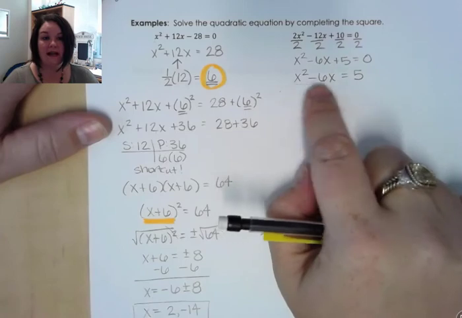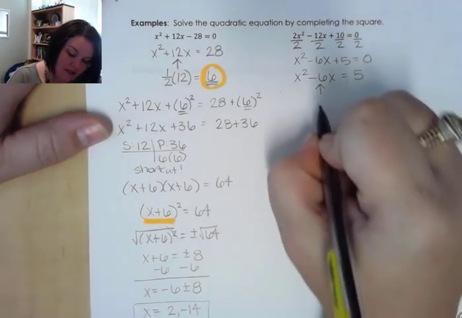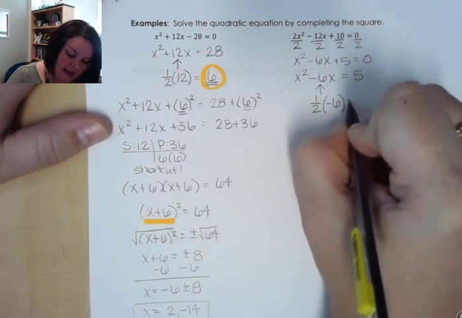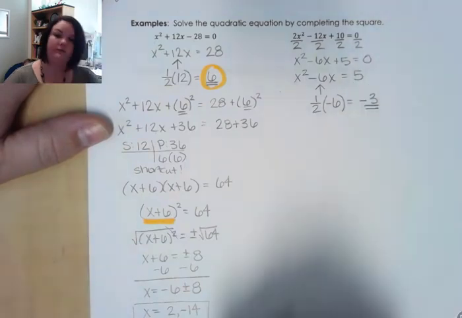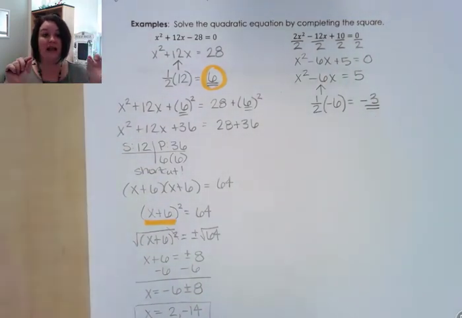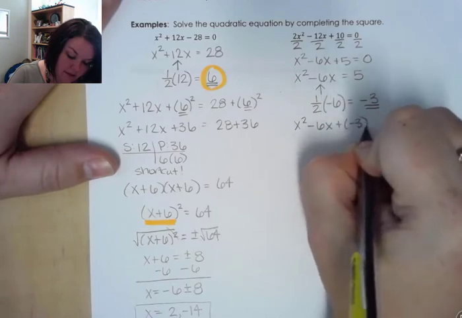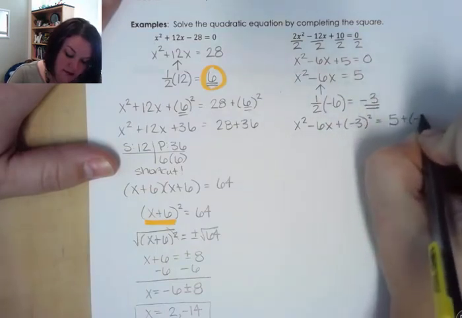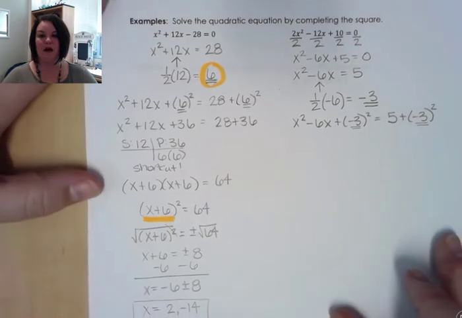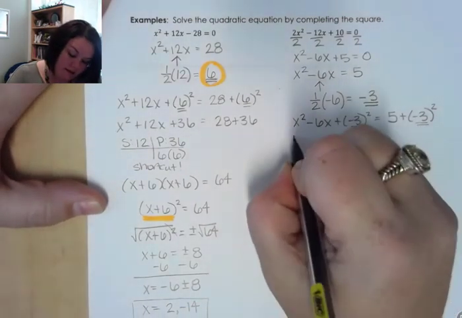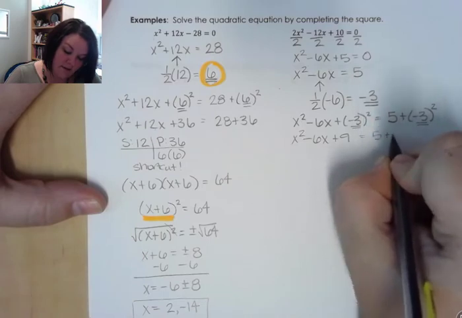Right? And now that I only have my x terms on this side, I can go ahead and start completing the square. So I'm going to look at my x term coefficient, which is -6, and I'm going to take half of it. So when I take half of -6, I'm going to get -3. So -3 is what I'm going to square and add to both sides. So on the left-hand side, I have x squared minus 6x plus -3 squared is equal to 5 plus -3 squared. So I'm just squaring it and adding it to both sides. Okay. All right. Now I'm going to go ahead and simplify this. So I end up with x squared minus 6x plus 9. And on the other side, I have 5 plus 9.